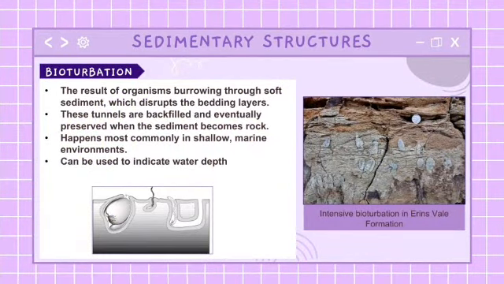And let's go to bioturbation. Bioturbation is the result of organisms burrowing through soft sediment, which disrupts the bedding layers. These tunnels are backfilled and eventually preserved when the sediment becomes a rock. So, here is an example of what it looks like in the Aries Valley Formation.